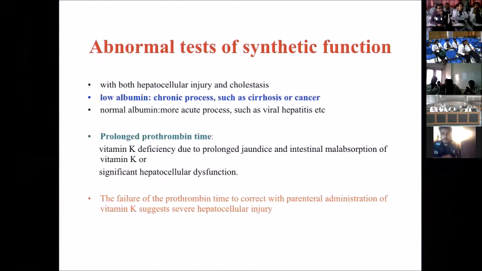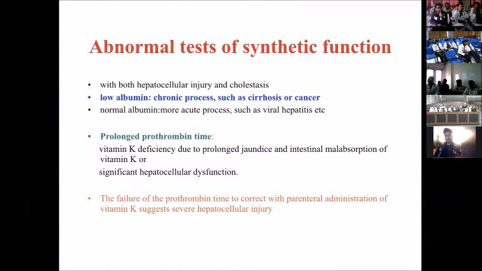Then the abnormal synthetic function tests can be secondary to hepatocellular injury and cholestasis. Usually albumin is a negative acute phase reactant, and low albumin can be seen in a chronic process or severe acute injury. Chronic processes such as cirrhosis or hepatocellular carcinoma lead to a low albumin level, and a normal albumin level usually points towards an acute process such as viral hepatitis. However, albumin being a negative acute phase reactant can be low in acute illnesses also.